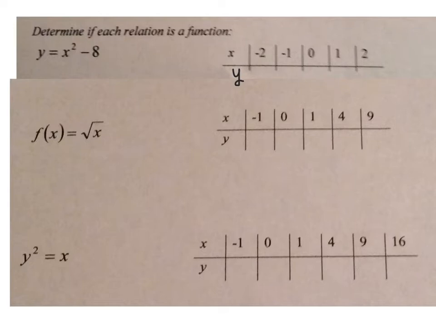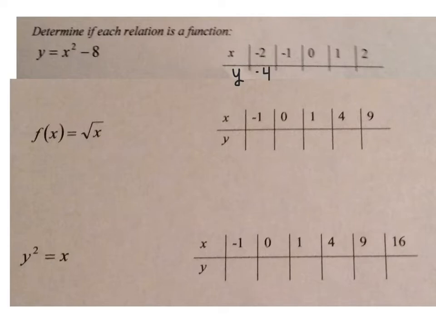So let's look at each of these x values, use them to evaluate the function, and then we'll see if there's a chance that we can get two different y values for any one of our x values. If I have negative 2 as an x value and I put that into the function, I'm going to have negative 2 squared, that's 4, and 4 minus 8 is negative 4. So I'm going to get negative 4 here for y. There's no other number I can get when I evaluate negative 2 in this function.